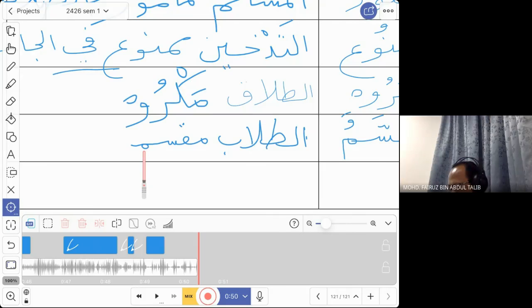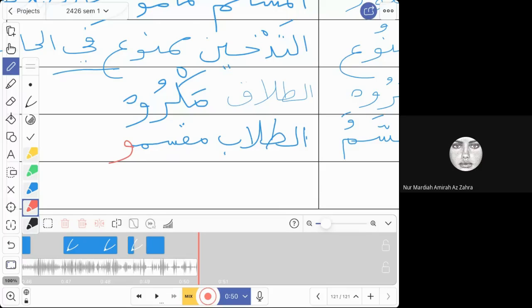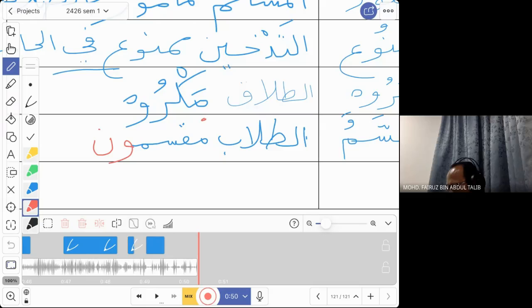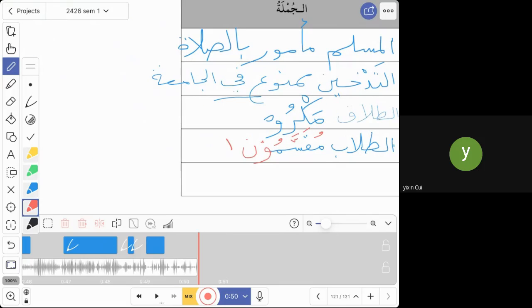The jama' for muqassam, normally you will have waw and nun in the end for muzakkar. Just like Muslim, Muslimun. Muqassam, Muqassamun. Yeah, so you need to change the word to a jama'. So tulab muqassamun. The students are divided. Muqassamun ila 3 groups. Ila thalathi.